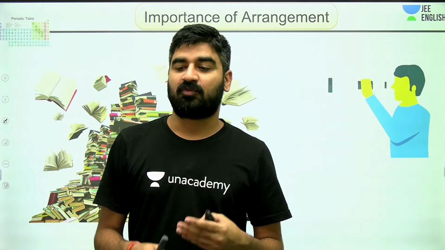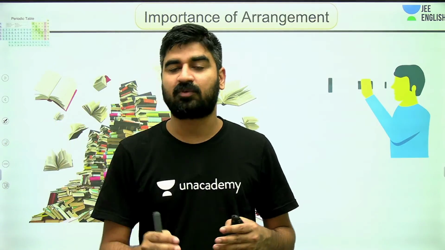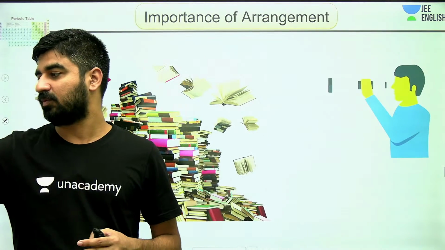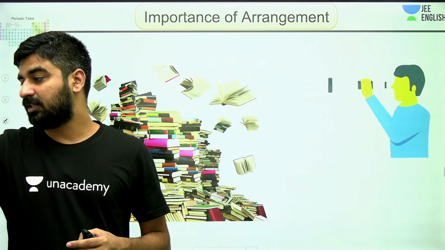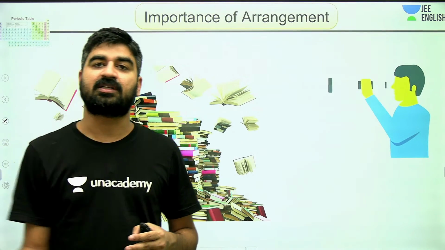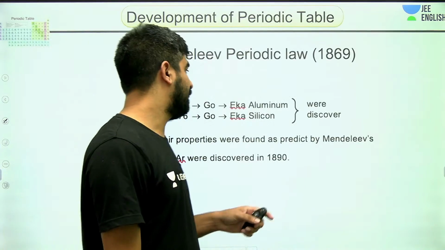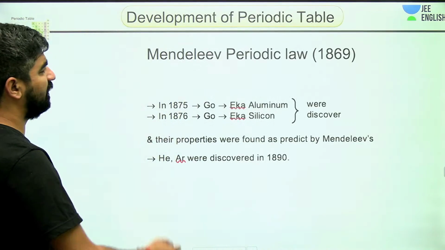And you know, if you are looking for a science book, then you will go to the science section. If you are looking for a fiction section, then you will go there, right? So these are the important things regarding the arrangement which we discussed in the last class. Okay, guys. So today I will be discussing Mendeleev periodic table.